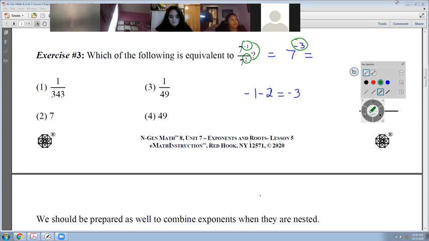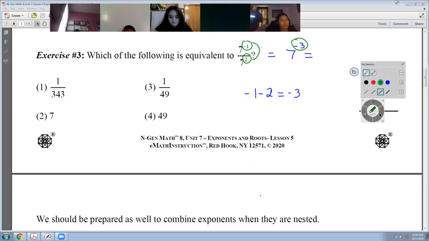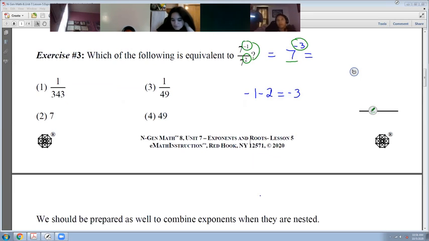How can we change a negative exponent to a positive exponent? I don't know. Who wants to help Danal? Flip it. Flip it, right? Danal, this is 7/1, right? When you flip it, if it's at the top, it will be sent to the bottom, all right? So it will be 1/7 to the power of 3. Right? That's it.